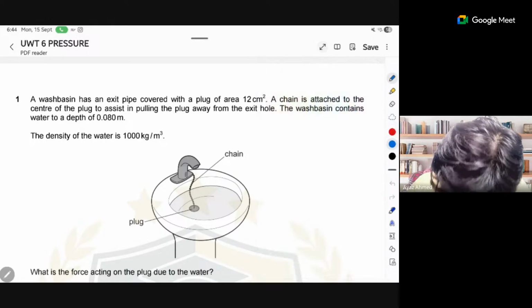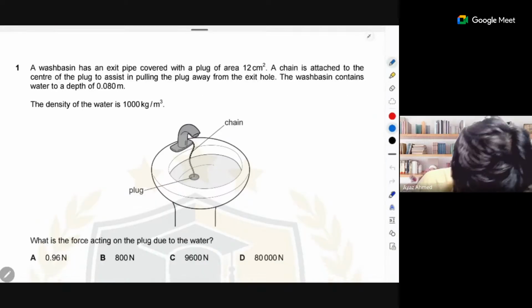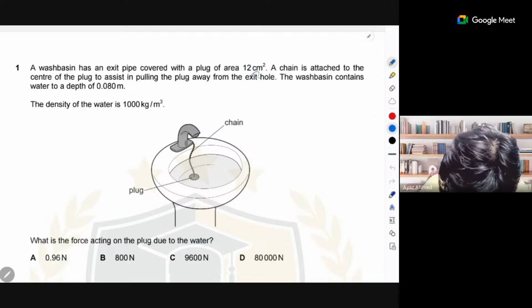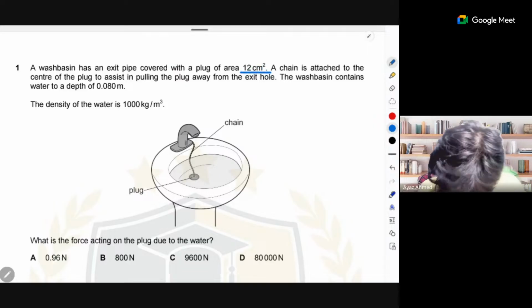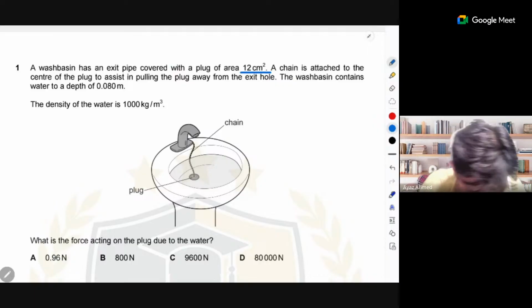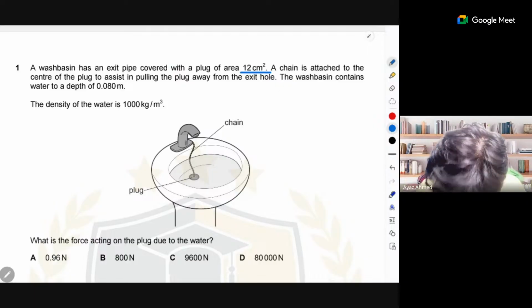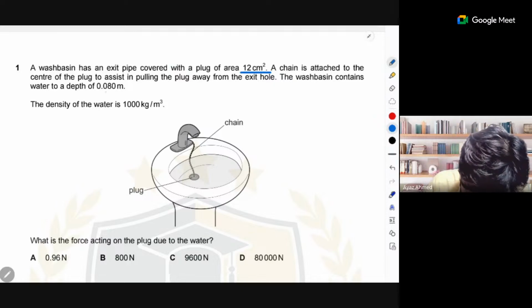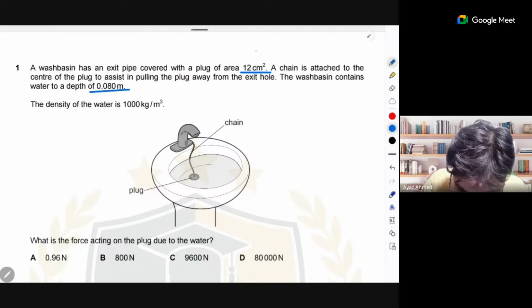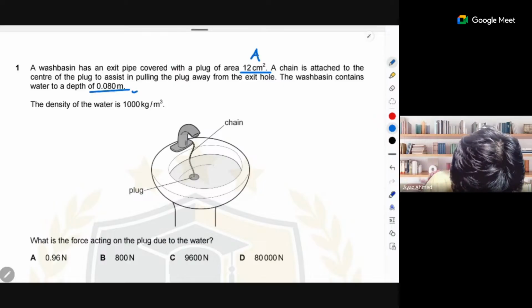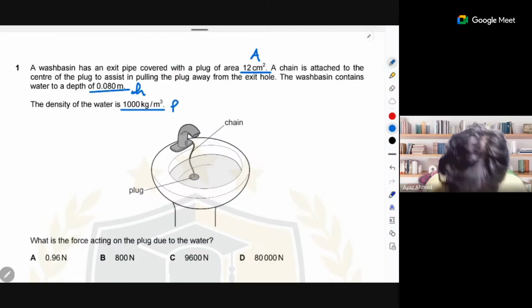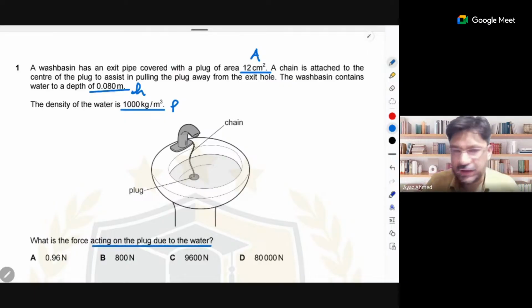A washing basin has an exit pipe covered with a plug of area 12 square centimeter. A chain is attached to the center of the plug to assist in pulling the plug away from the exit hole. The wash basin contains water of depth 0.08 meter. This is area, this is depth, so I can write it H. The density of the water is given as well. What is the force acting on the plug due to the water? This is the question.